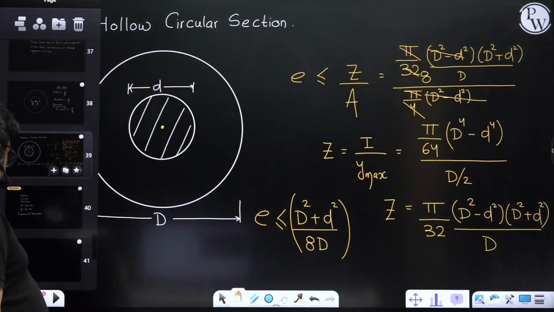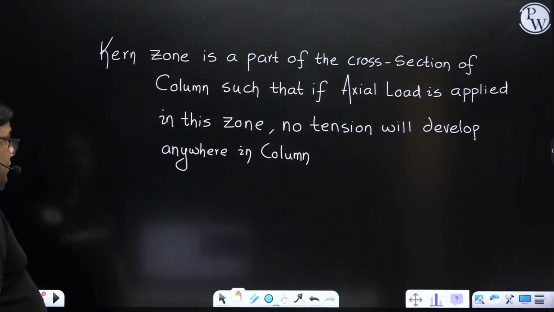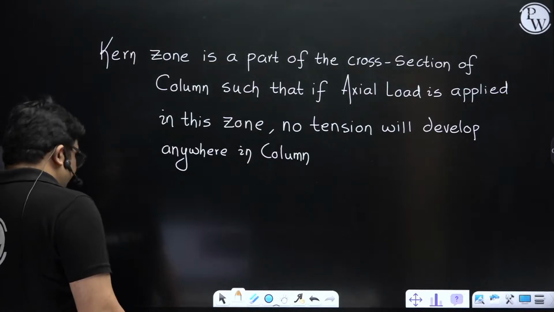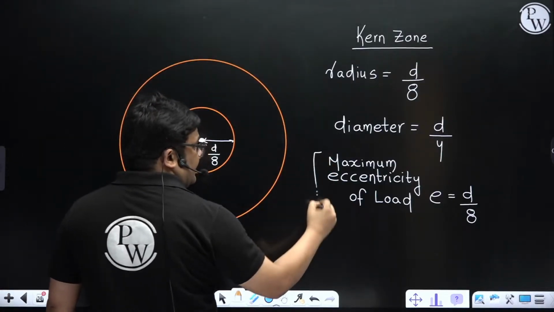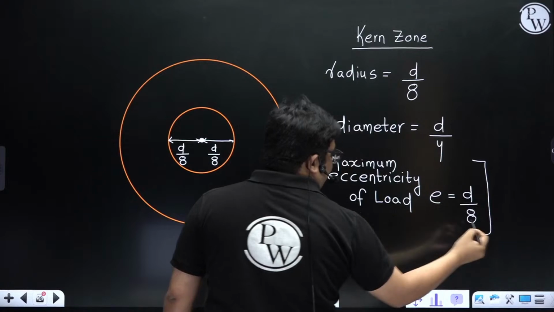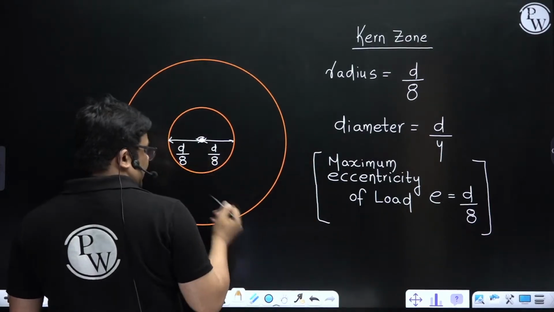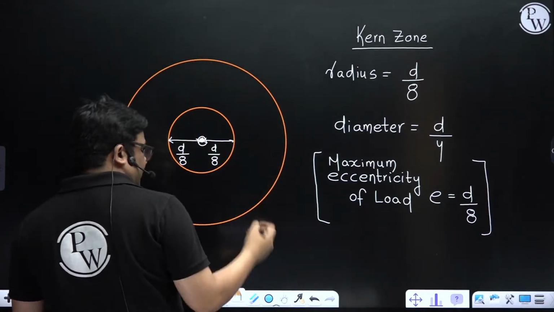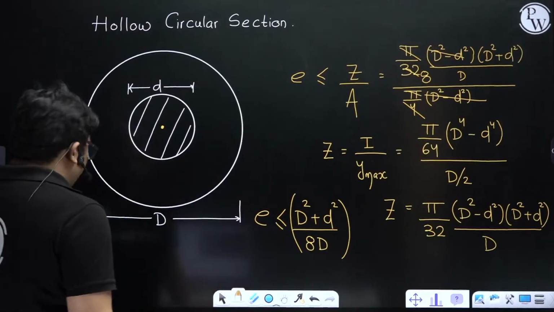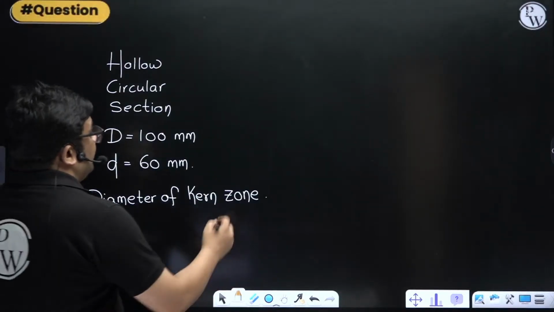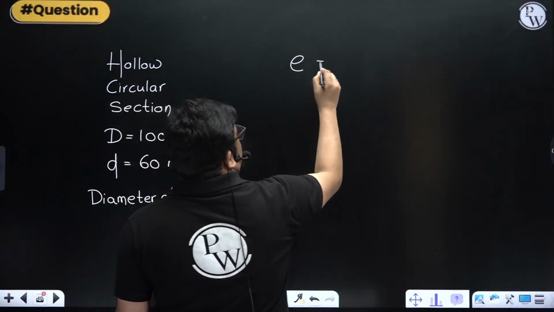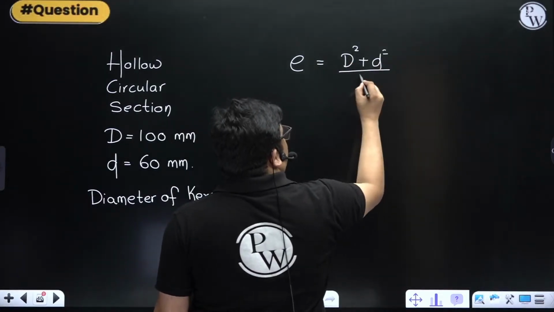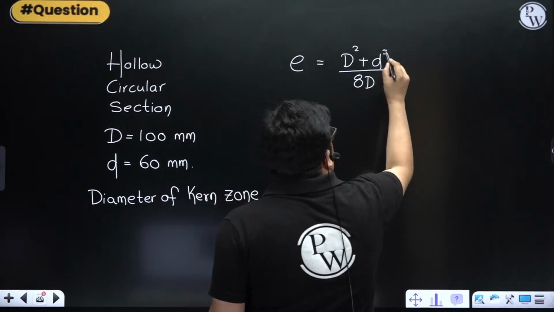Like the solid one, what we got is eccentricity as D by 8. Diameter is twice of that, because eccentricity is measured from the center. So whatever eccentricity I get, the diameter will be twice of it. So first of all, let us find the maximum eccentricity here. Maximum eccentricity will be capital D square plus small d square divided by 8 capital D, not small d, remember.